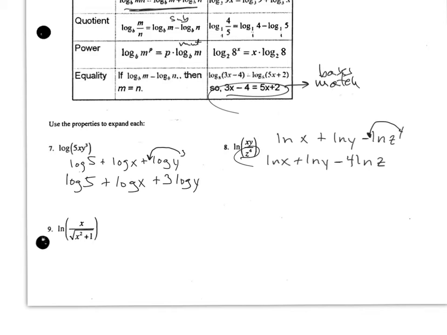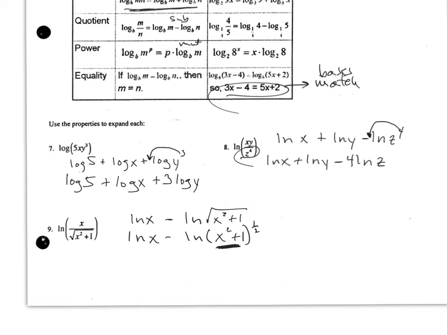Same thing, negative power, negative sign. So for this one, we have the natural log of x, and we're dividing by all of this stuff: natural log of the square root of x squared plus 1. There's a lot here. Let's just go through it. Square root is a fractional exponent. So natural log of x minus the natural log, I'm just going to rewrite this, x squared plus 1 to the 1/2 power. We don't have any way of changing this.